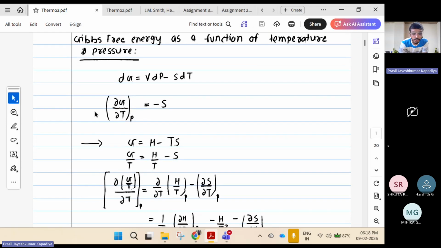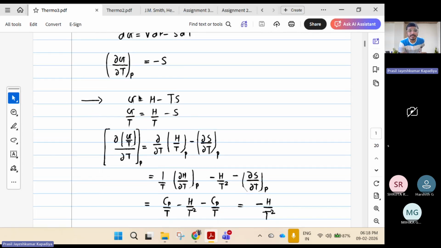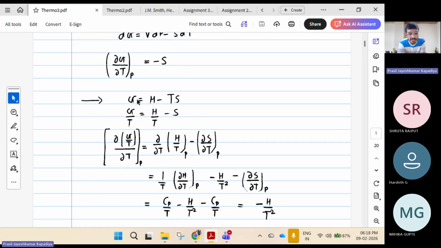Similarly, let's do one more thing. So if I do G is H minus TS, correct? So if I do G by T, G by T is H by T minus S. So if I differentiate this whole equation with respect to temperature, del of G by T divided by del T keeping pressure constant, I get del by del T of H by T minus del by del T of S. So what will be del by del T of H by T? I am keeping 1 upon T constant, del H by del T, minus H constant, del of 1 upon T, differentiation of 1 upon T is minus 1 upon T square, minus del S by del T at constant pressure.